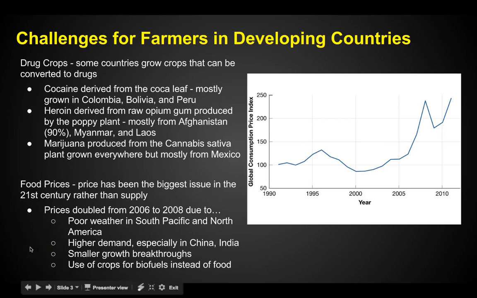And we began to use crops for biofuels instead of food, meaning if we grew corn, we weren't necessarily growing it to feed people or cows, we were growing it as to be used in cars. Which isn't necessarily true, but that's what Rubenstein put.